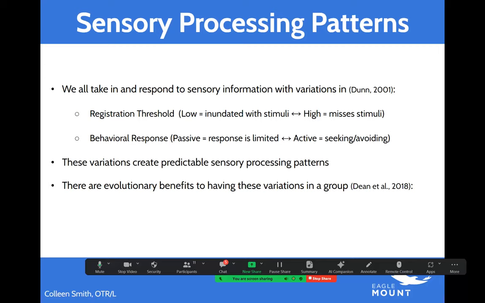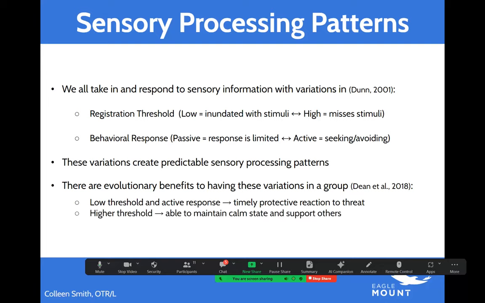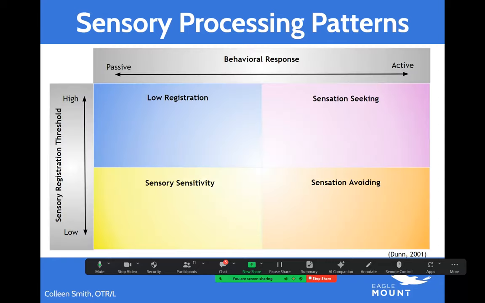There are evolutionary benefits to having these variations in a group, which is really interesting. I liked this study a lot. It showed that the low threshold, getting a ton of information and having an active response, seeking it out, is a timely protective reaction to threat. Whereas someone with that higher threshold, who's not getting inundated, is able to maintain a calm state and support others. So it's nice to remember that these things have benefits too.